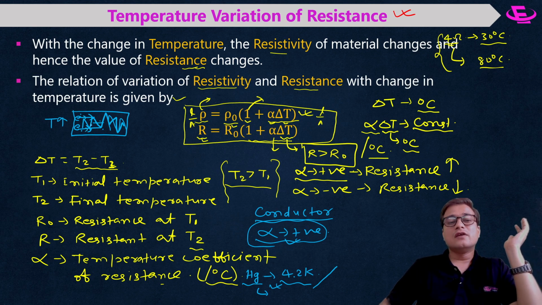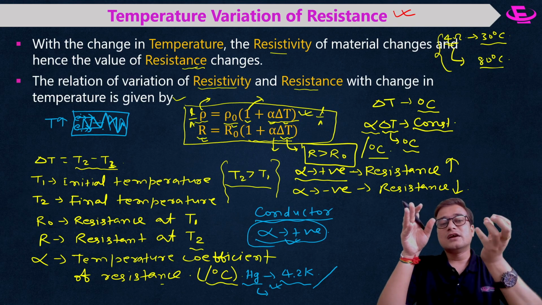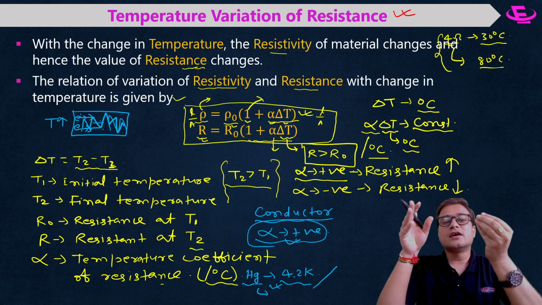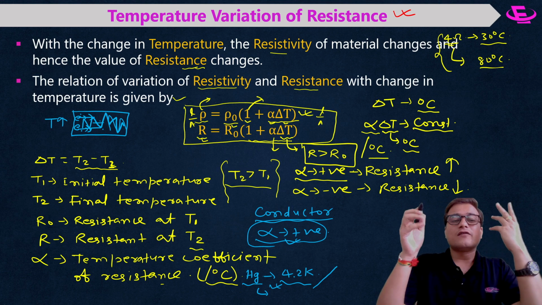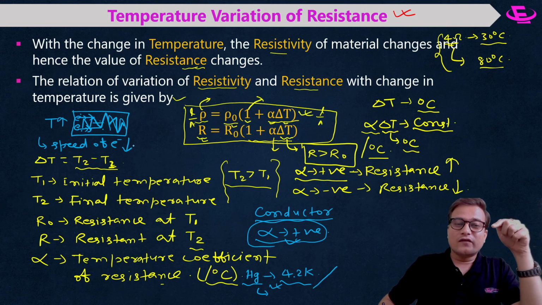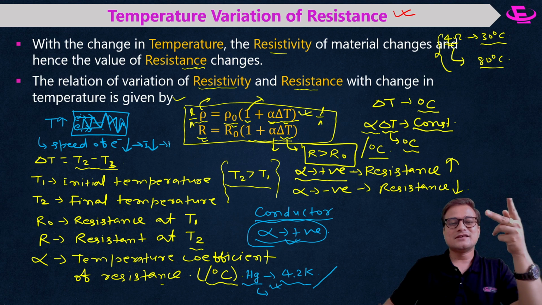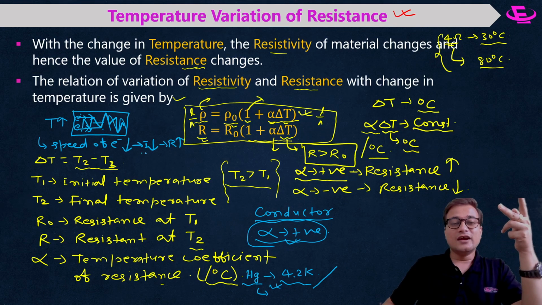the electrons will face more resistance. The movement of the electrons slows; the speed of electrons decreases if temperature is increased. If the speed of electrons decreases, that means current decreases. If current is decreasing, you can say resistance is increasing.